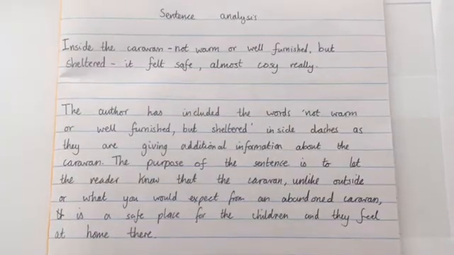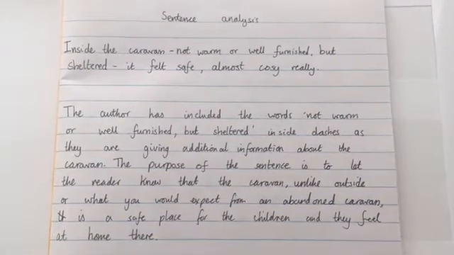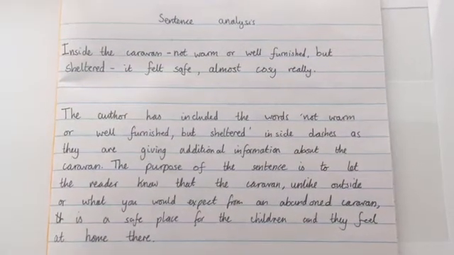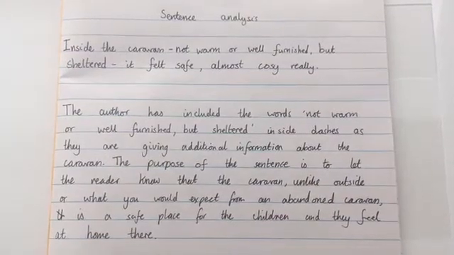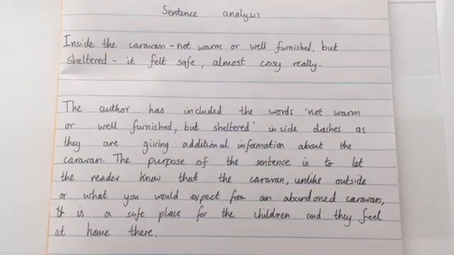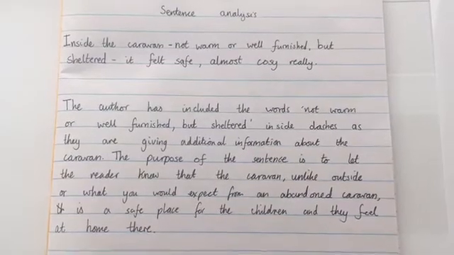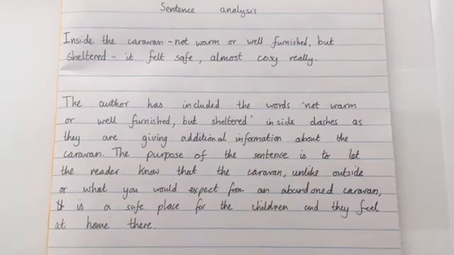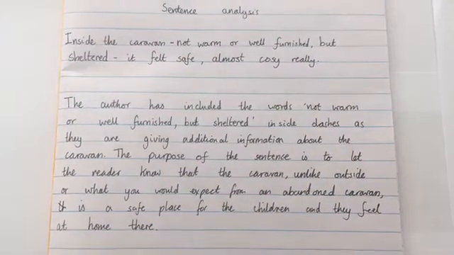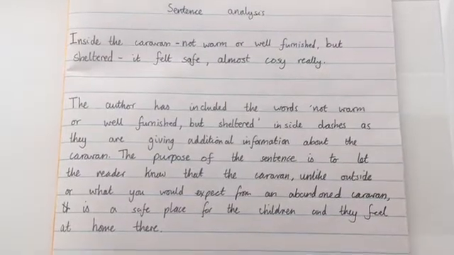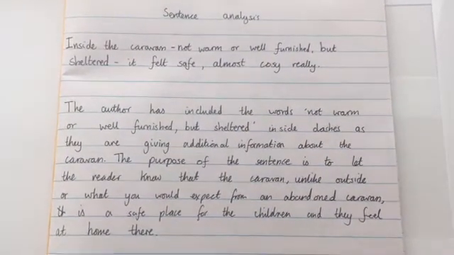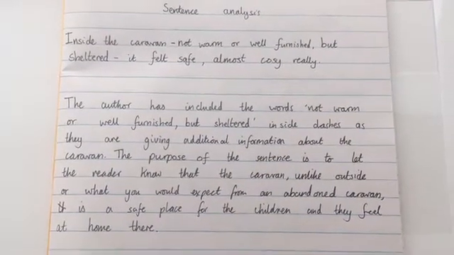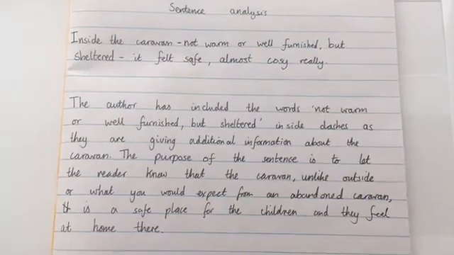Okay. The model that we're going to look at today is looking at the sentence: inside the caravan, not warm or well furnished, but sheltered. It felt safe. Almost cosy, really. Okay, so I've started off with the author has included the words not warm or well furnished but sheltered inside dashes, as they're giving additional information about the caravan. Because remember, if we took the words inside the dashes out, that should leave a sentence that makes sense on its own. In this case, inside the caravan it felt safe, almost cosy, really. So we're finding out additional information about the caravan.